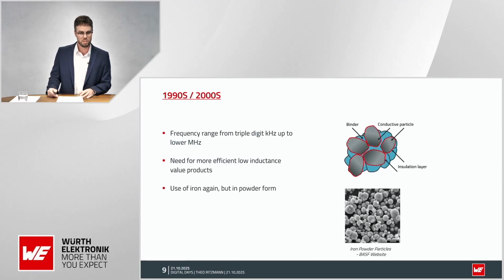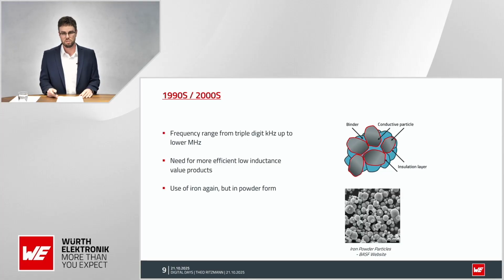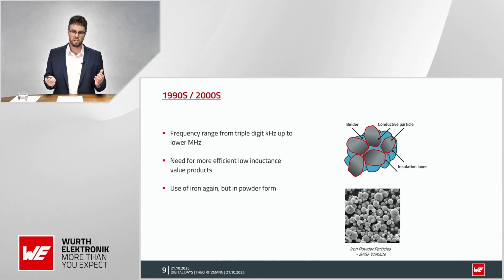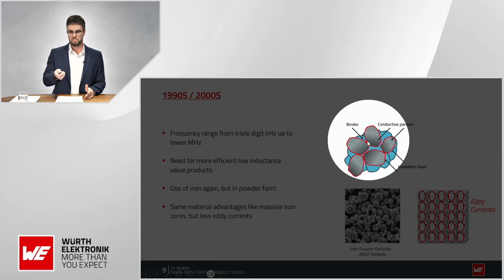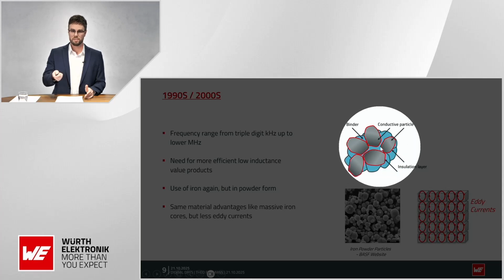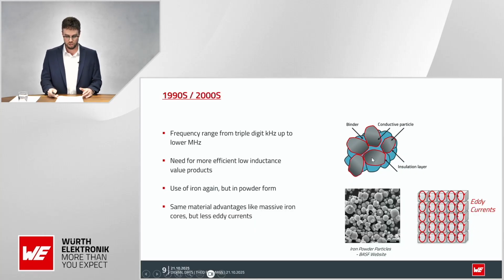The solution here was then to go more or less back to the basics, so using iron again, but this time not in the form of a massive core, but in the form of a powder. You can see here on the right-hand side how this powder looked. We had these conductive iron particles, insulated by a layer and mixed with an epoxy. Then this whole powder is put into an oven, the epoxy liquefies, and after cooling we have a solid structure. This is the principle behind it.